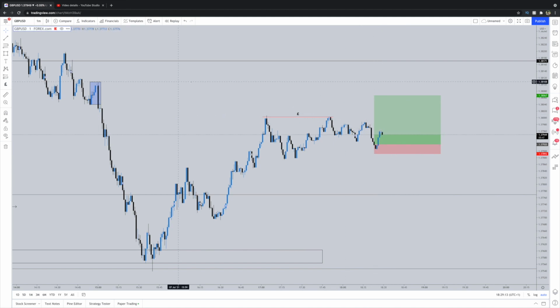So all I'm going to do now is just wait for it to happen. It's doing what I expect. It's rejecting at this area over here, which is what retail traders want to see. But I'm just waiting for price to come up into this up close candle. And then this is where I'll close out the trade.